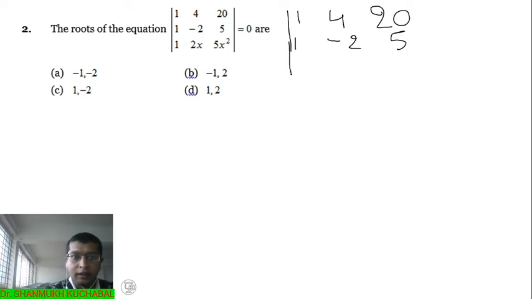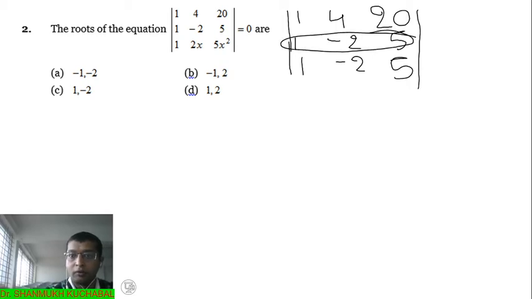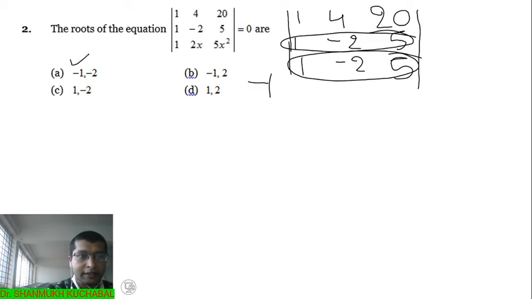I take x equal to minus 1. We get this is a 1, this is a minus 2, and minus 1 square. Yes, what we get is plus 1, we get a 5 here, right? So one root is minus 1 here, and minus 1 is present in the first option and second option, so among these two is one correct answer.